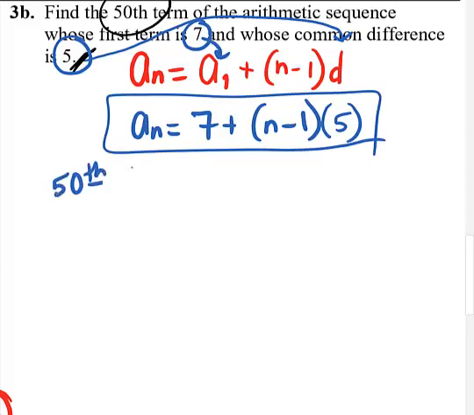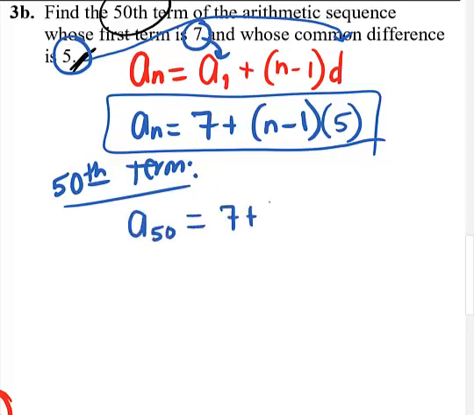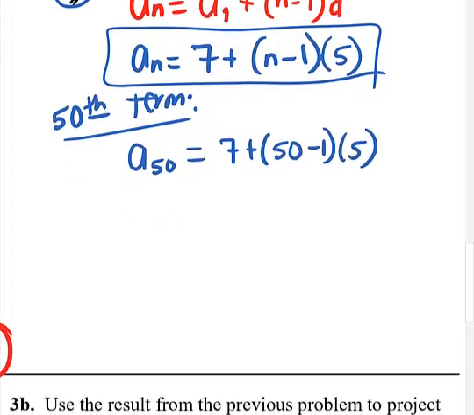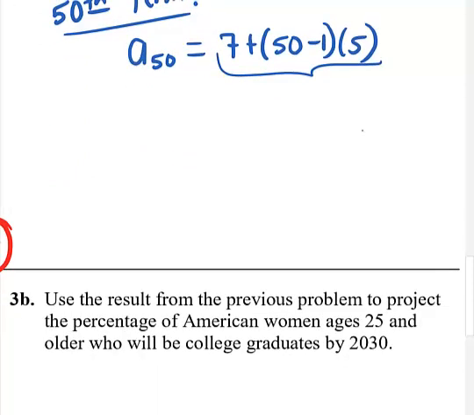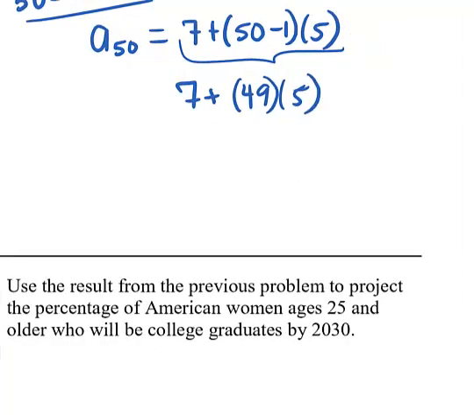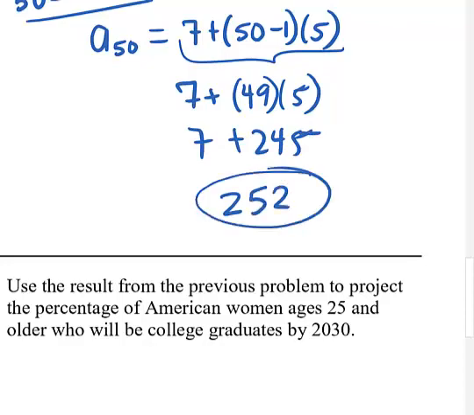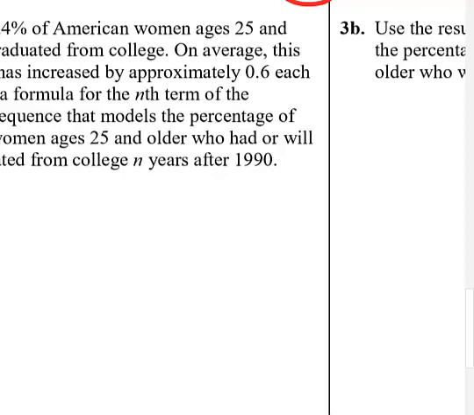In particular, they want the 50th term now. That means just in the box, general term I wrote above, I'm going to write a 50 for n. A sub 50 is 7 plus, instead of n, I'm going to write 50 minus 1 times 5. And once I simplify this, then I'm all done. That's the 50th term. 7 plus, let's see, 50 minus 1 is 49 times 5. Okay, looks like it's 245. 7 plus 245 is 252, I believe. So there it is.